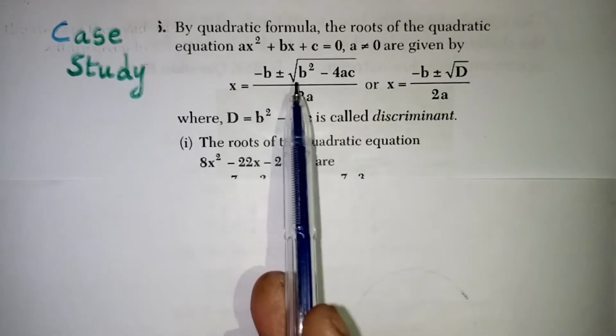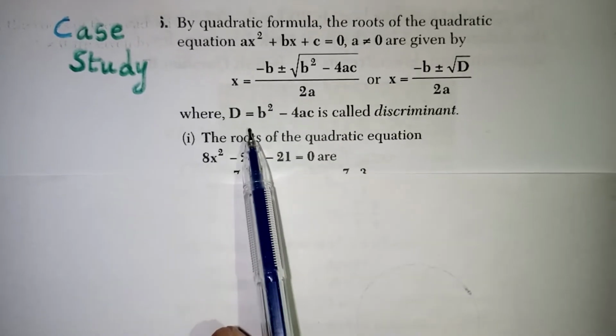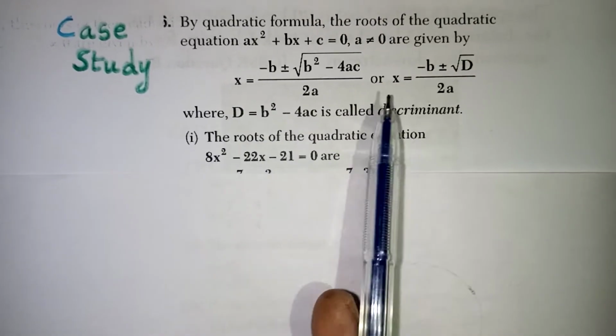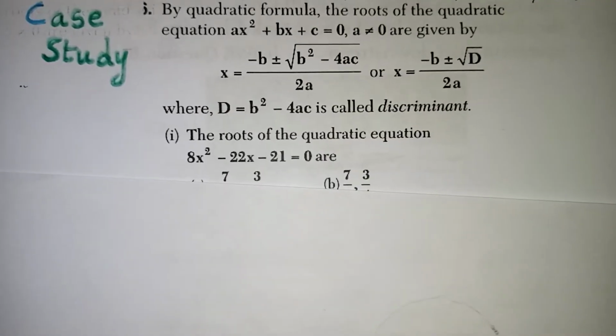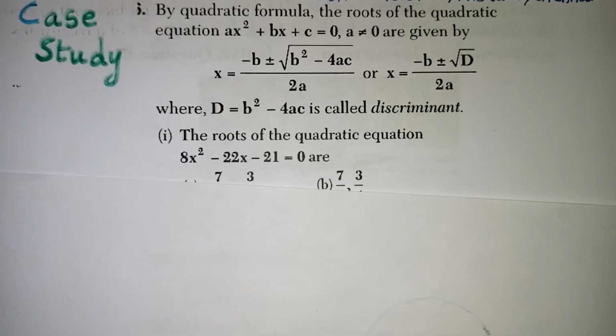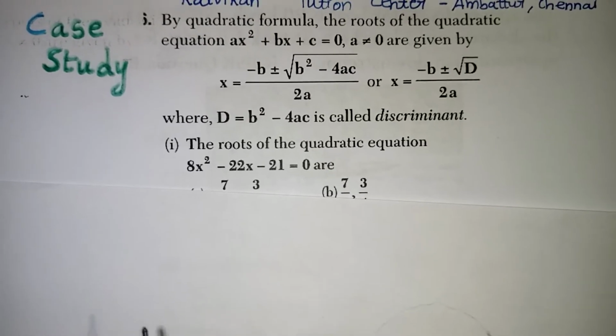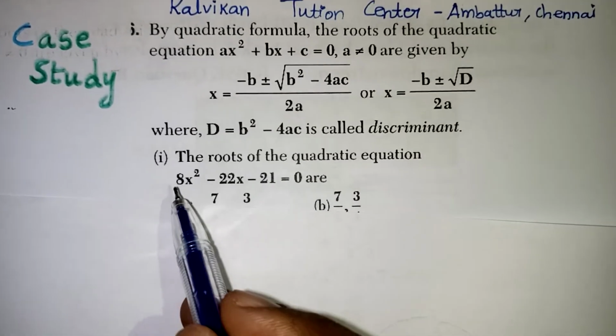Or we can find b squared minus 4ac separately as D, that is the discriminant. We can apply it like this, both are the same only. Here we have been given the formula. Based on this they have given 5 questions to us. Now we'll see the first question.